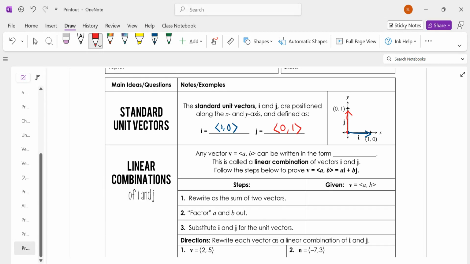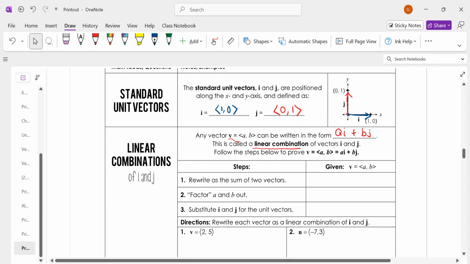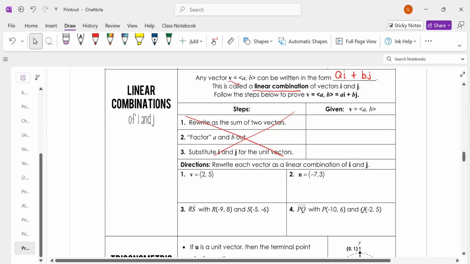So we can build any vector by using a combination of these 2 unit vectors. And another format that we're going to use is called a linear combination. And any vector v with component form a, b can be written as a linear combination as ai plus bj. It has a unit i vectors and b unit j vectors, and that makes up the entirety of it. So I don't think we need to go through this entire process.